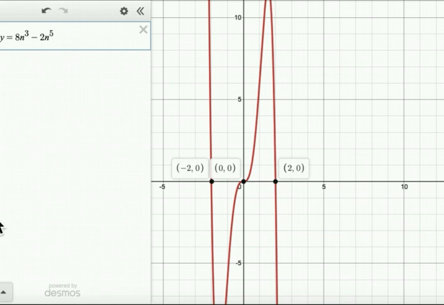Okay, so that last equation, example 1D, I actually graphed it, and you can see that the zeros are actually -2, 0, and +2.